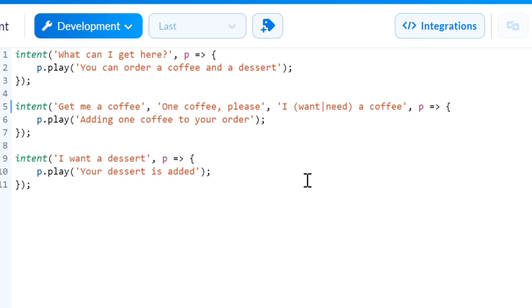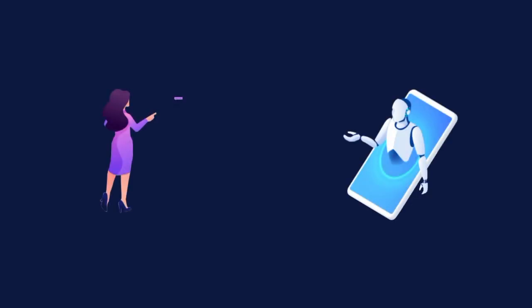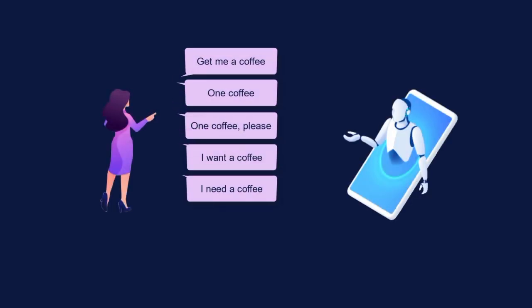Some parts of the command may be optional. For example, in the phrase, "One coffee, please," a user might not say please. In cases like this, we can use optional alternatives. To make a word or a part of the phrase optional, we need to enclose it in brackets and add another vertical bar at the end of it. For example, "One coffee, please," we'll add the vertical bar after please. Now our command can be invoked by a mix of these phrases.